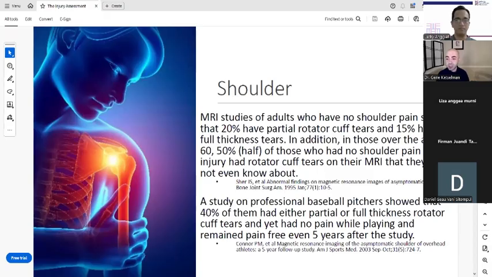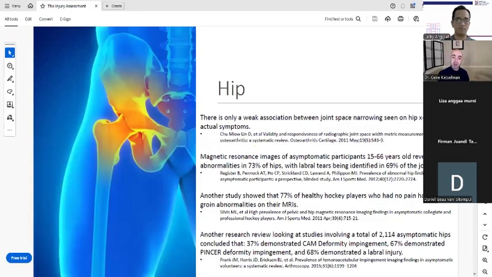So this isn't just happening in the shoulder. We're going to look at other joints as well. So when it comes to the hip, there's only a weak association between joint space narrowing seen on hip X-rays and actual symptoms. So joint space narrowing typically being things like arthritic conditions. MRIs of asymptomatic participants, so again, individuals without any pain, between the ages of 15 and 66 years old, revealed abnormalities in 73% of hips, with labral tears being identified in 69% of those joints.